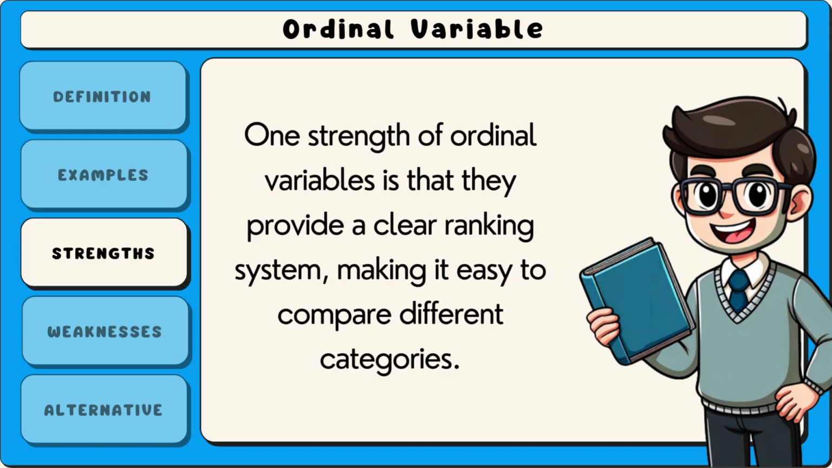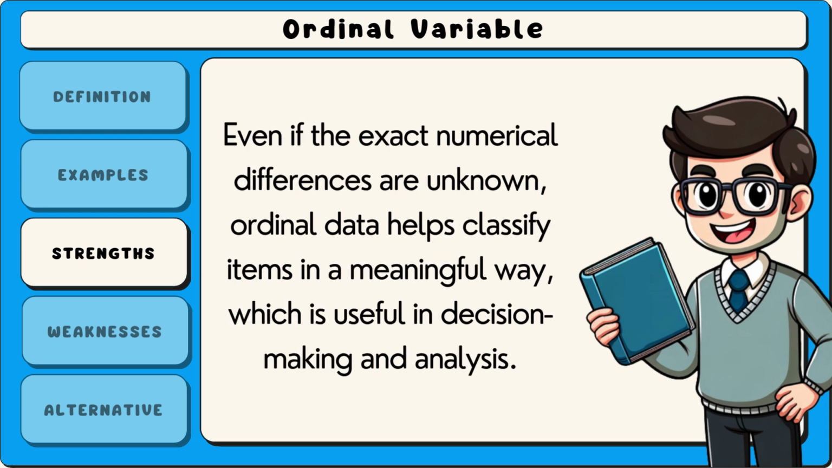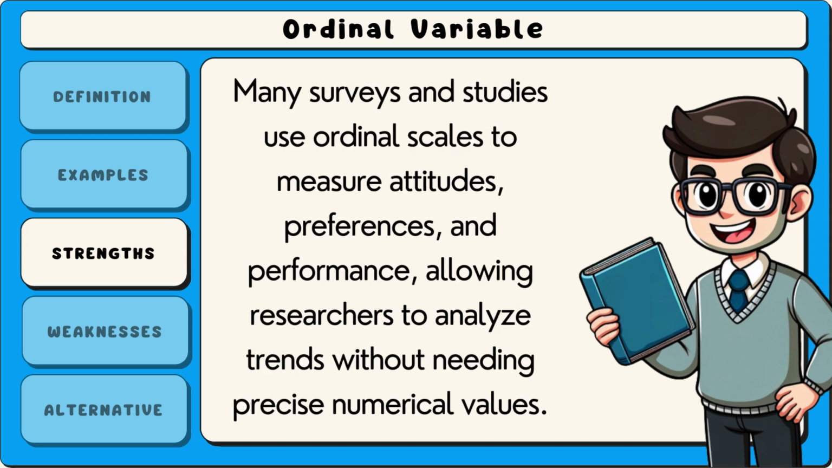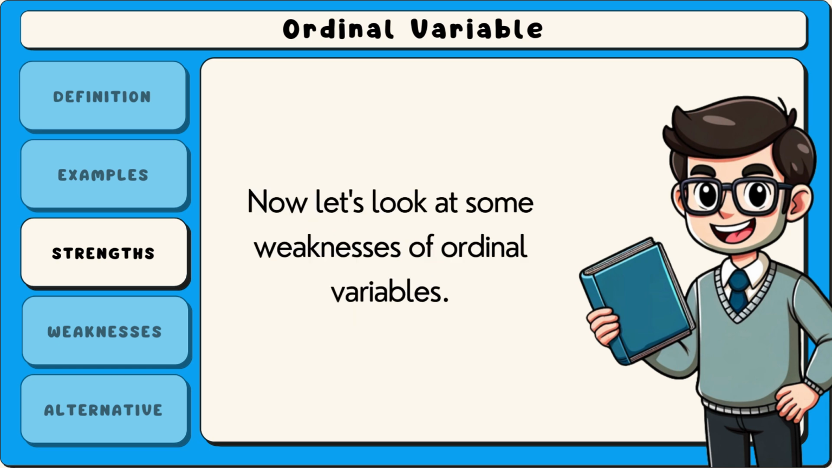One strength of ordinal variables is that they provide a clear ranking system, making it easy to compare different categories. Even if the exact numerical differences are unknown, ordinal data helps classify items in a meaningful way, which is useful in decision-making and analysis. Another strength is that ordinal variables are flexible and widely used in research. Many surveys and studies use ordinal scales to measure attitudes, preferences, and performance, allowing researchers to analyze trends without needing precise numerical values. Now let's look at some weaknesses of ordinal variables.